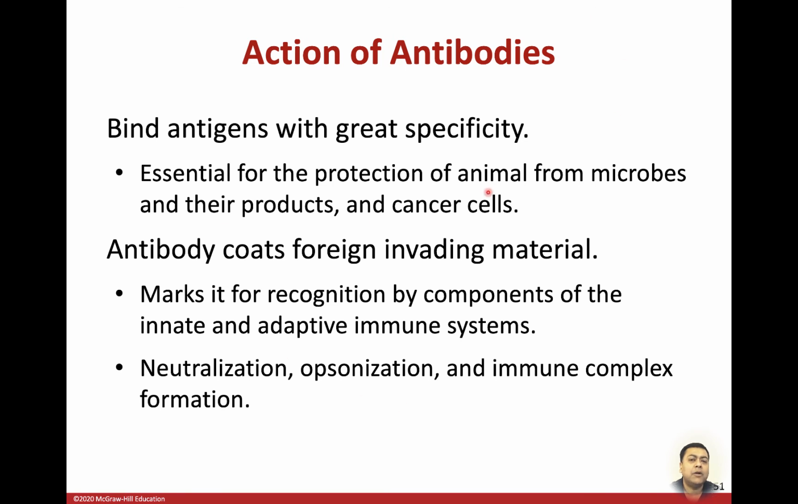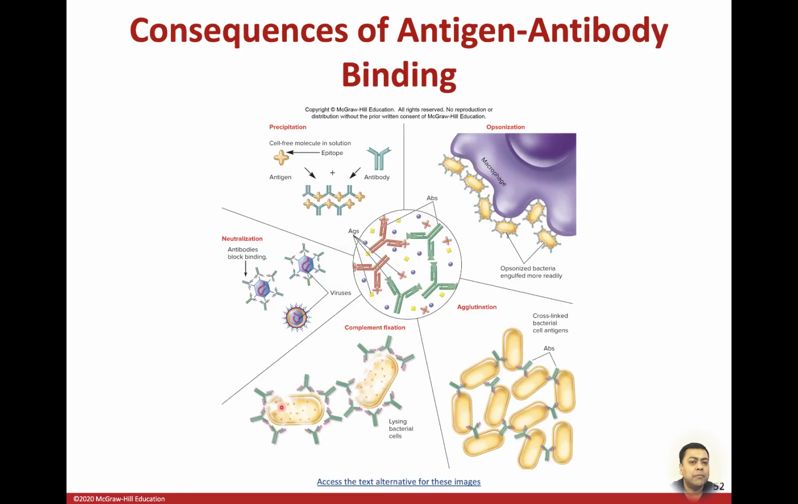So how do antibodies doom the antigens? They bind antigen with great specificity. Microbes and their products can bind to cancer cells. Invading foreign material can be bound by neutralization, opsonization, and immune complex formation. And here we are looking at the different types. So what are the consequences of antigen-antibody binding? Let's take a look at opsonization.